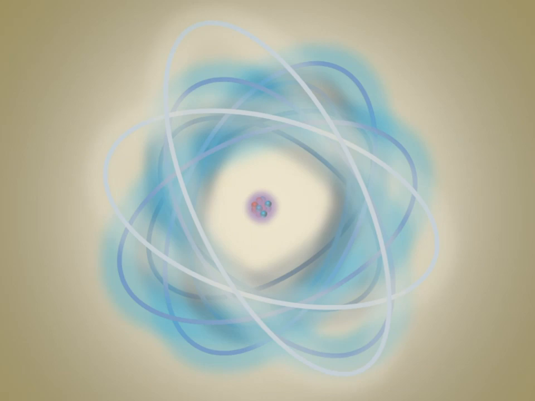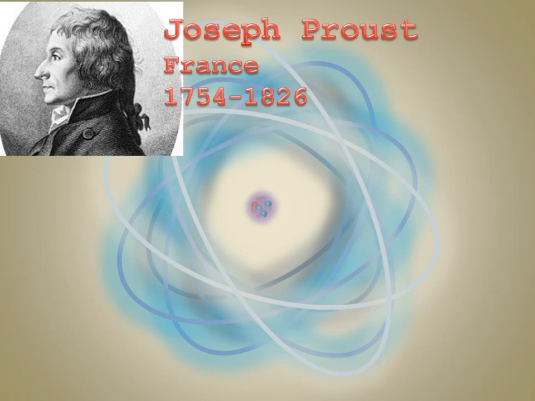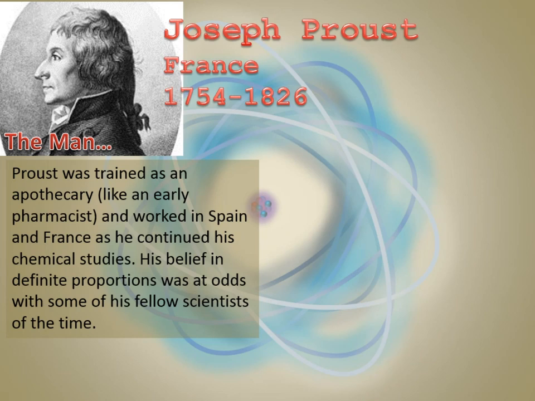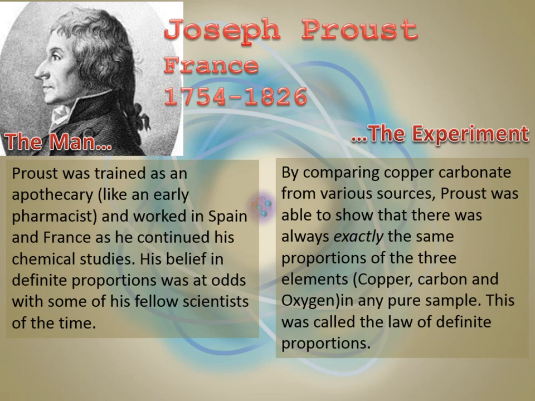Following on from Lavoisier came Joseph Proust from France as well, and he was trained as an apothecary, which is like an early pharmacist, a medicine man. He worked in Spain as well as France, and he continued his chemical studies throughout his career. His belief in definite proportions did not sit well with everyone at that time, but by comparing copper carbonate from various different places, Proust was able to show that it doesn't matter where you get your copper carbonate from, you will always get exactly the same amount of copper and carbon and oxygen from any sample you might find. And this was called Proust's law, although we now know it as the law of definite proportions.